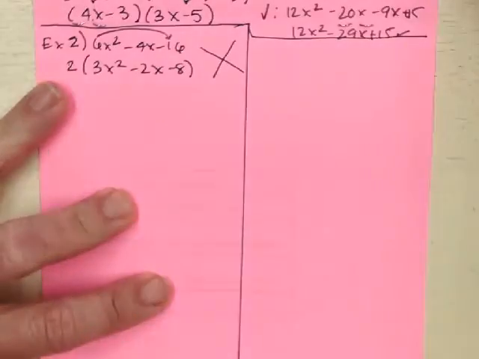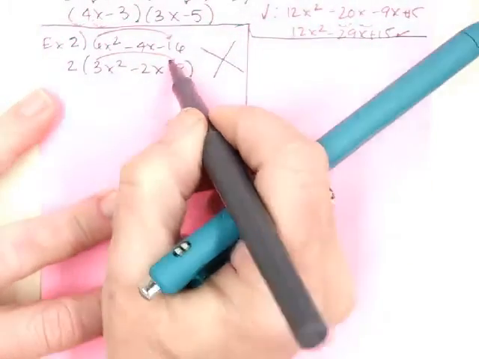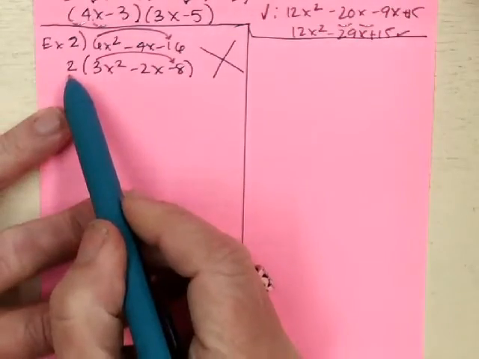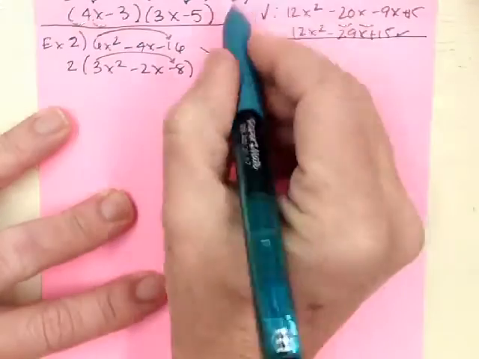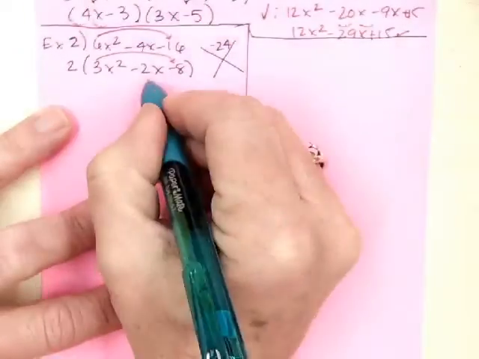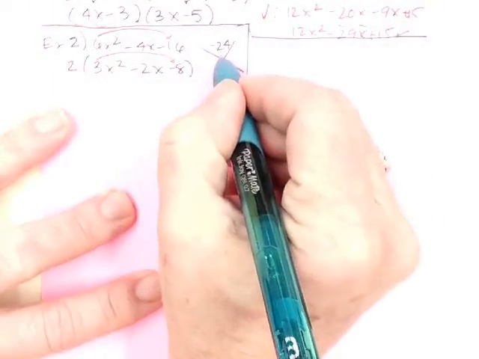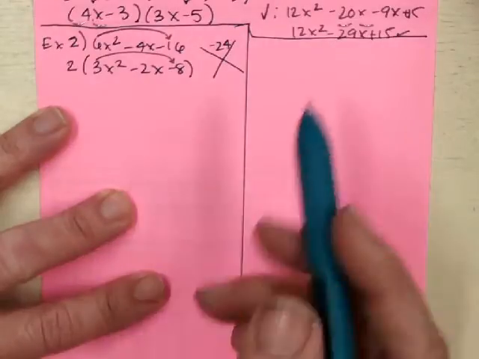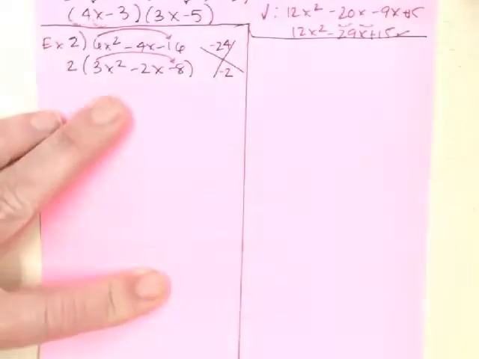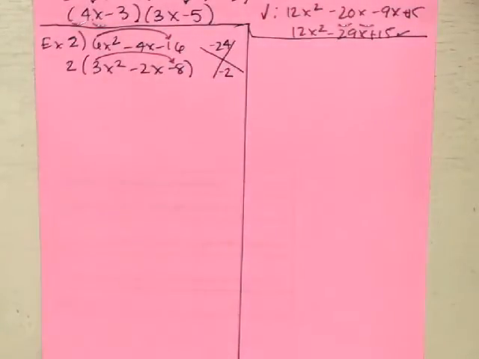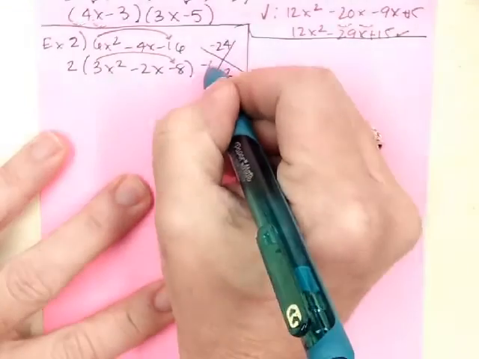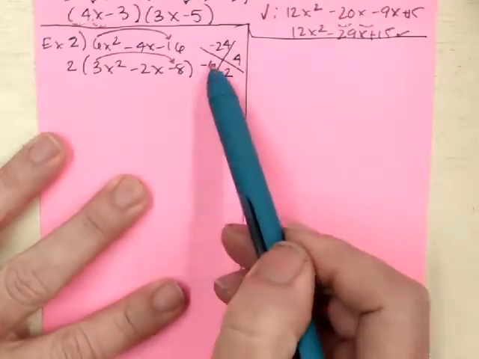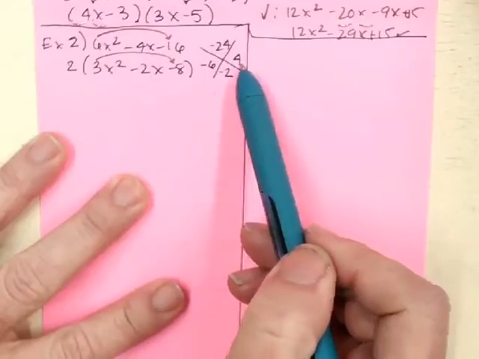So now, let's do this right. Let's multiply this times this. Took out my greatest common factor, and let's bust the b. 3 times negative 8 is negative 24, and I need things that multiply to give me negative 24. So factors of negative 24 that will add up to give me negative 2. I'm going to give you a second, let you think about it. If you got negative 6 and 4, you're correct, because that multiplies to give me negative 24. Negative 6 plus 4 is negative 2.